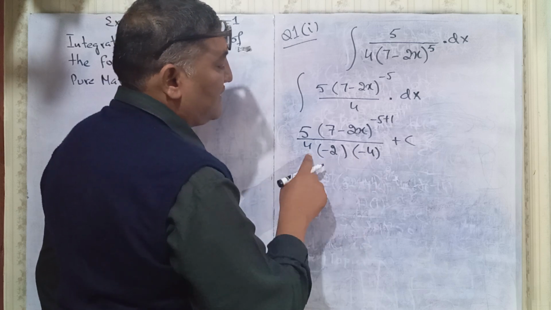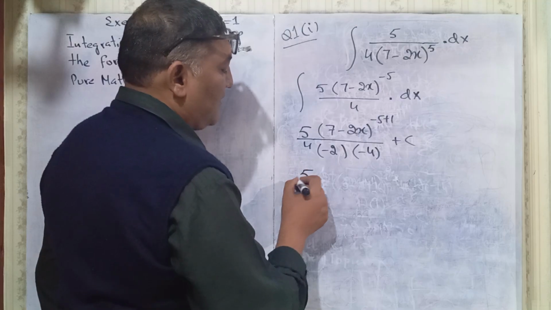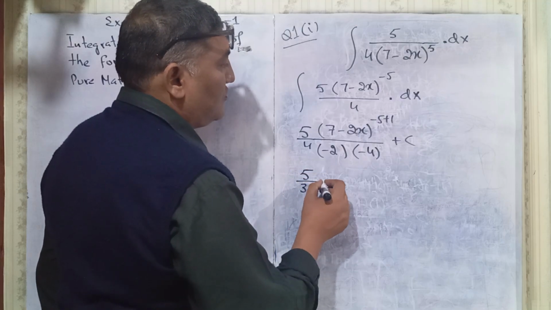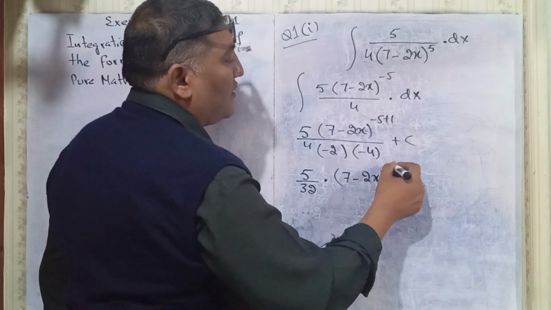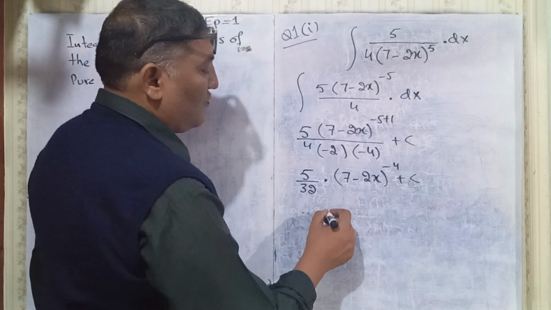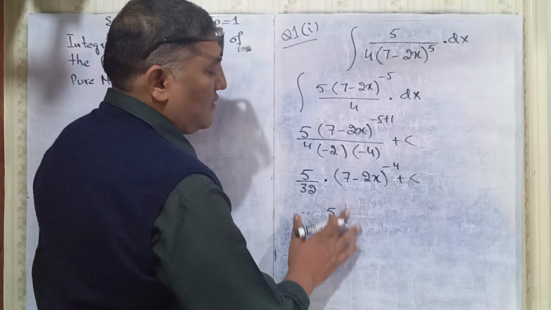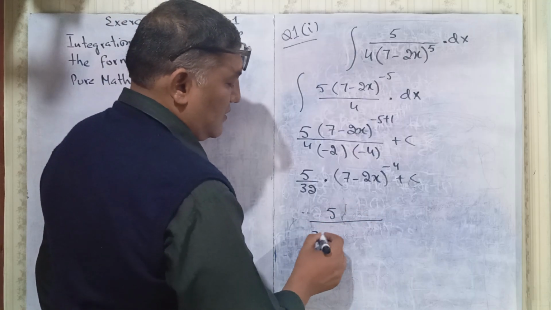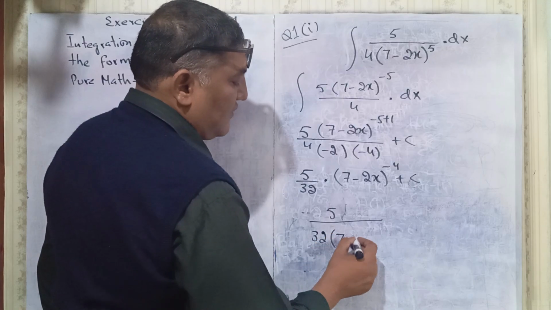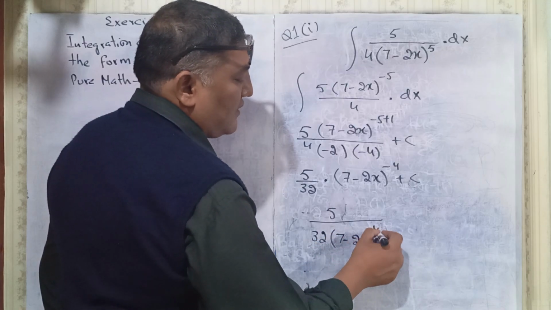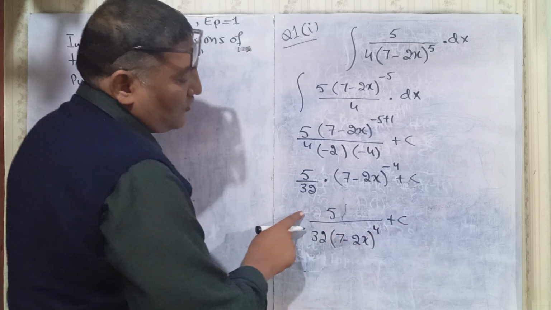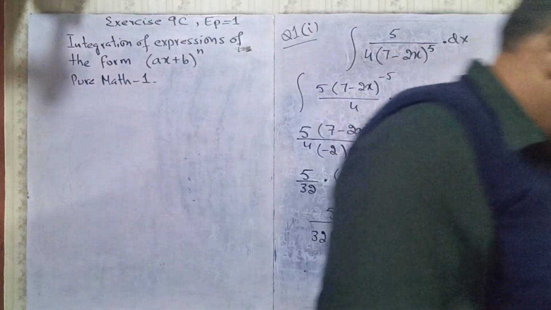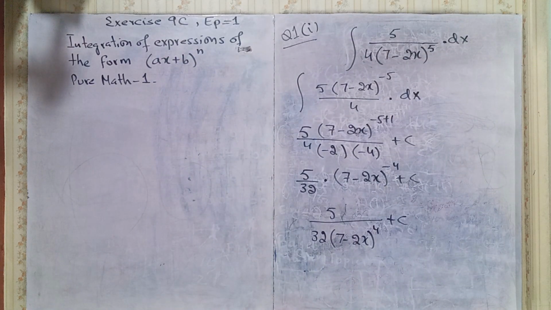So now this becomes 16 to the 32, minus minus plus 32. This is 7 minus 2x raised to power minus 4 plus c. So we can write it like this, 5 divided by 32 bracket 7 minus 2x raised to power. Bring it downstairs so the power will become positive. So I think this is the answer. So let's check if our answer is right or not.